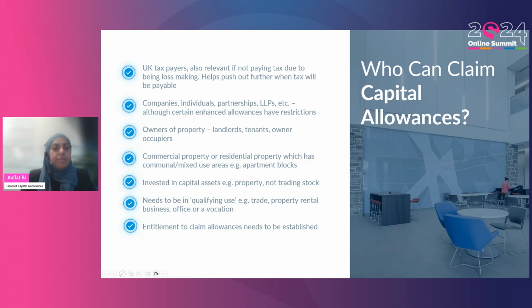In terms of who can claim capital allowances, it's basically UK taxpayers, but it's also relevant if clients are loss making because it will help to push out their loss making position a little bit further up until when they will become tax paying. Companies and individuals, partnerships, LLPs, you name it, anyone that's within the charge to UK corporation tax or income tax can claim capital allowances, albeit with certain types of entities or structures, there might be restrictions on the types of allowances that you can obtain. I would typically say the clients that we look are owners of properties. So that's your landlords, your tenants, your owner occupiers.